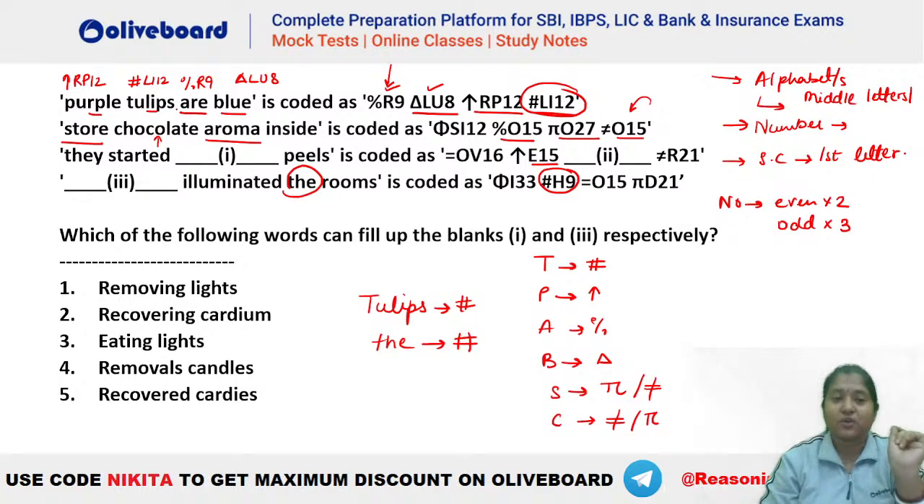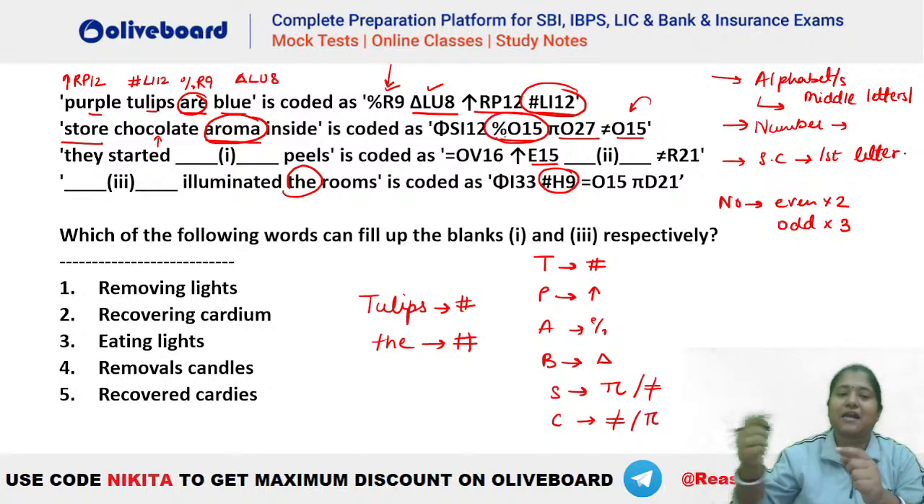Similarly, A is representing percentage. Because you can see wherever we have the common alphabets, that particular word is starting with the common code. Like here you can see this R and this aroma, right? If you check these two, you can see R is percentage R9 and this aroma also has a percentage O15. So you can see wherever we have a word starting with A, it is having a percentage.